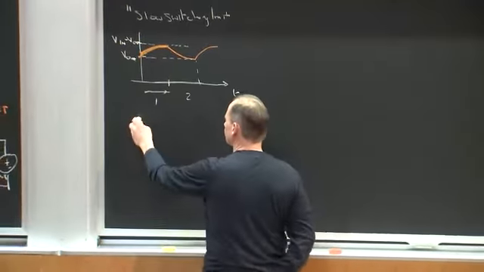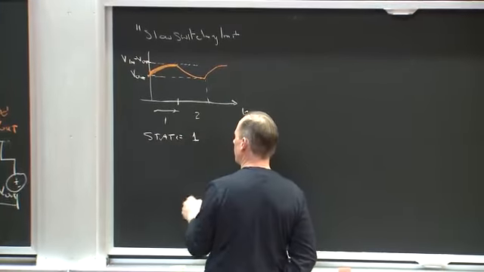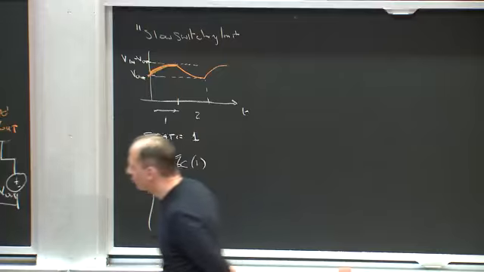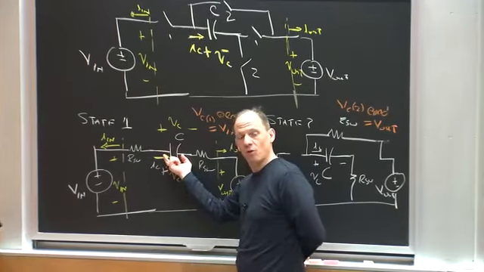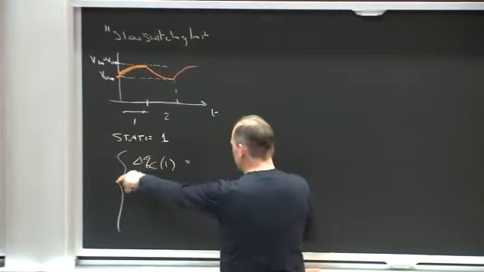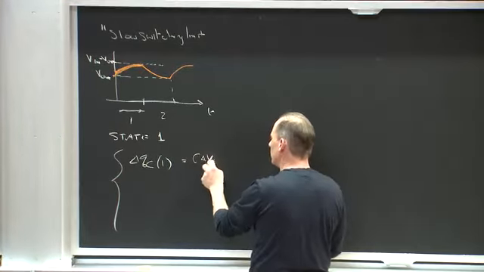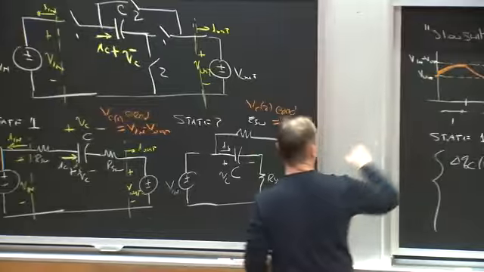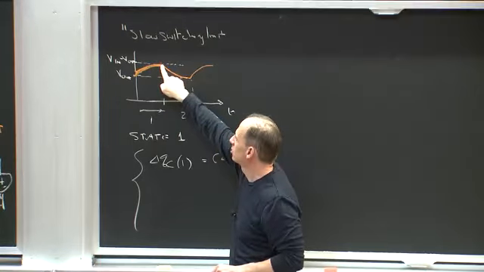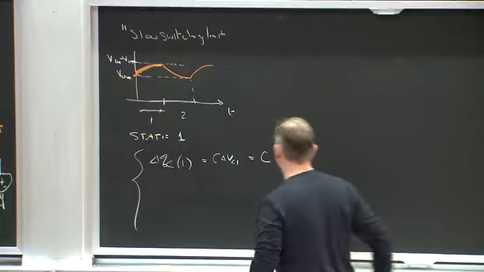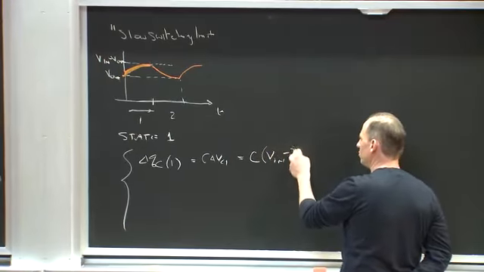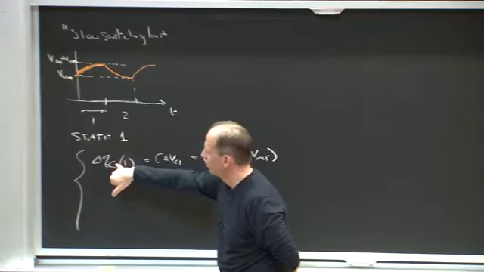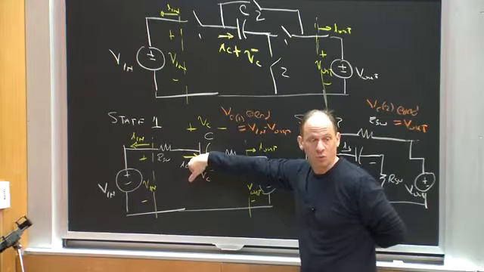Okay? In state 1, what do I have? Delta QC in state 1, the amount of charge that gets put onto the capacitor in state 1, what's that going to be? Delta Q is C delta V, right? Which is C times the change in voltage across state 1. It's starting at V out, and going up to V in minus V out. So it's going to be C times V in minus 2V out. Okay? So that's how much charge gets put onto this capacitor during state 1 in periodic steady state.